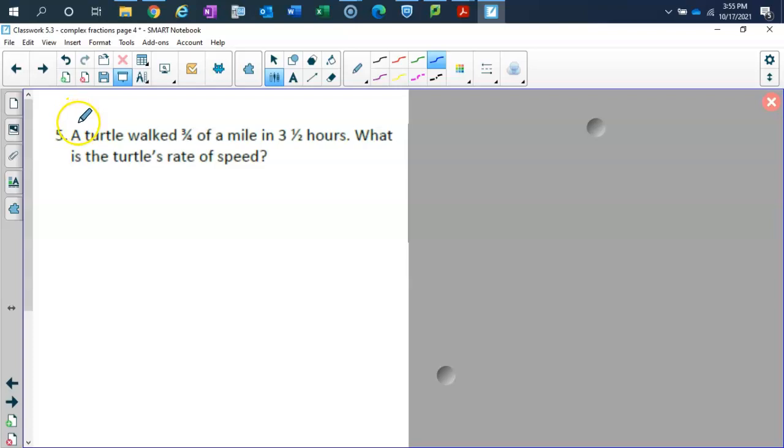Number 5, a turtle walked 3/4 of a mile in 3.5 hours. What is the turtle's rate of speed? Go.